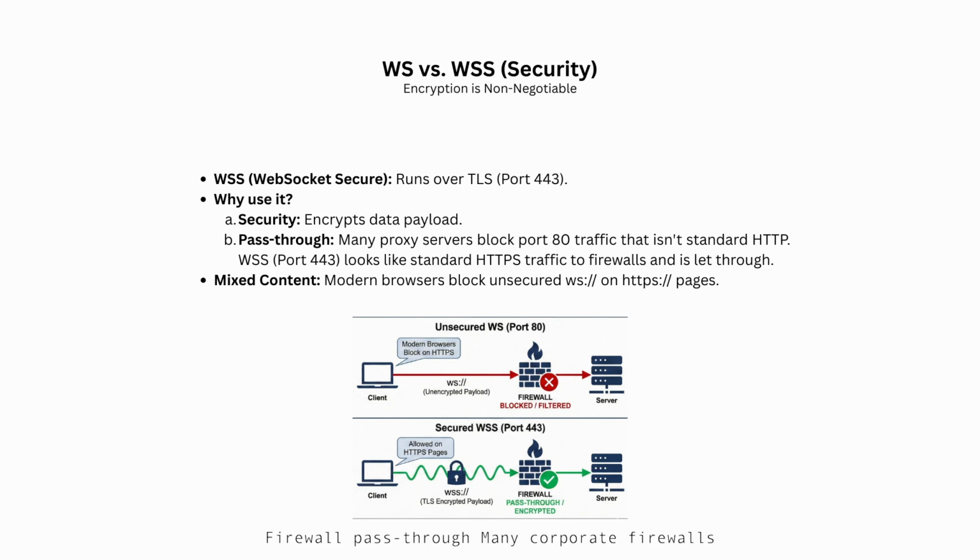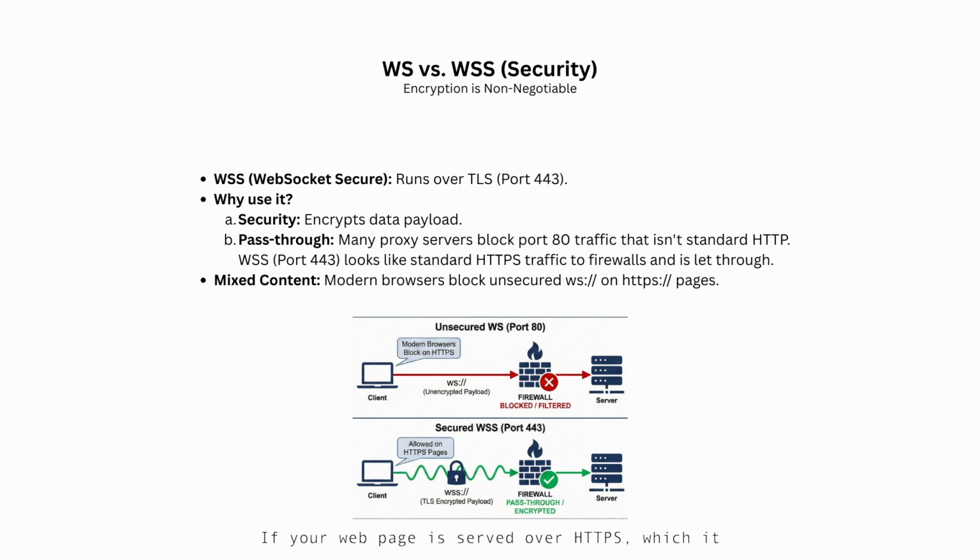Firewall pass-through. Many corporate firewalls and ISPs block non-standard traffic on port 80. HTTP and WebSocket frames don't look like HTTP, but on port 443 traffic is encrypted. The firewall can't inspect it, so it lets it pass through. WSS significantly improves the connection success rate in restrictive networks.